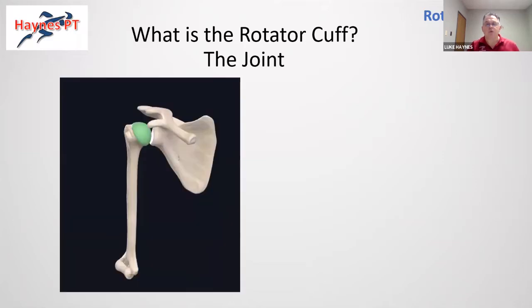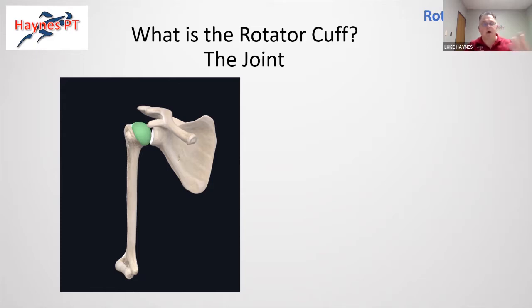So let's talk about the joint. The body has lots of different types of joints. For example, the knee joint, the finger is definitely a different type of a joint than we have in the shoulder, in the rotator cuff area. The shoulder is actually very similar to what we have in the hip.